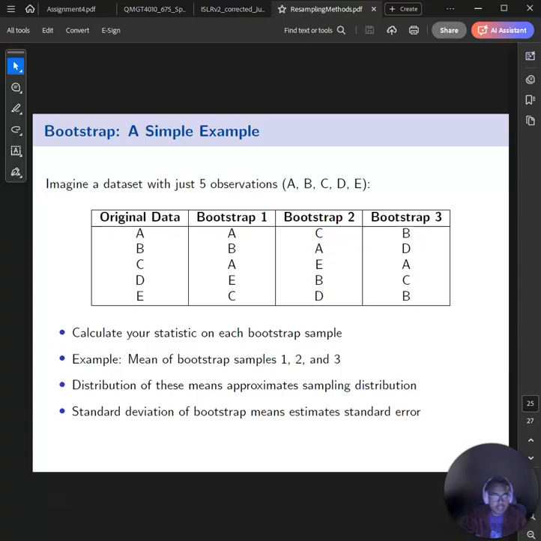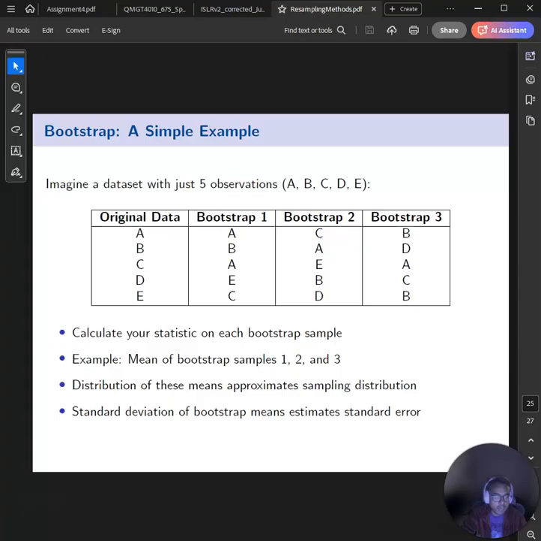Let's take a look at this simple example. Imagine we have a tiny data set with just 5 observations and we call them A, B, C, D, and E. While our original data consists of 5 observations, we now create 3 bootstrap samples by sampling with replacement. The first sample has A, B, A, E, C. So A comes in more than once. We have a second bootstrap sample, because we are drawing at random with replacement: C, A, E, B, D. And we have the third bootstrap sample: B, D, A, C, B.